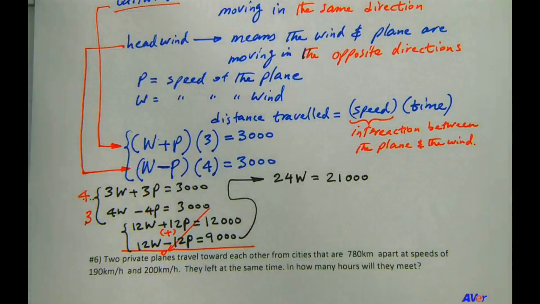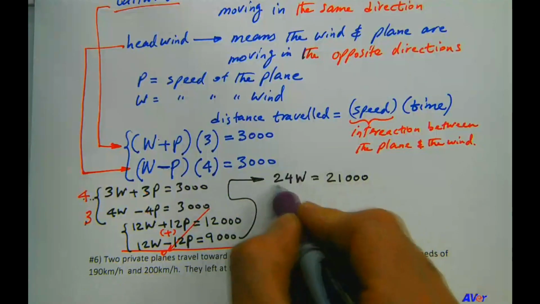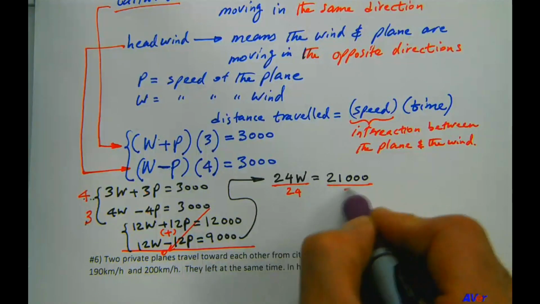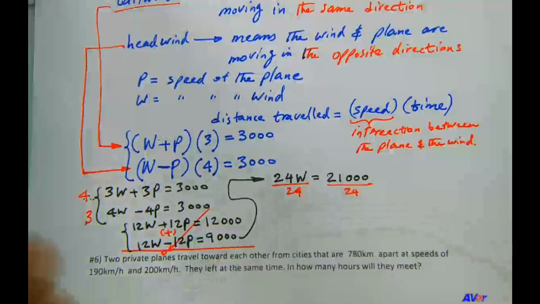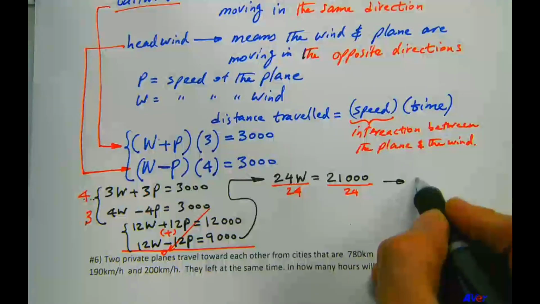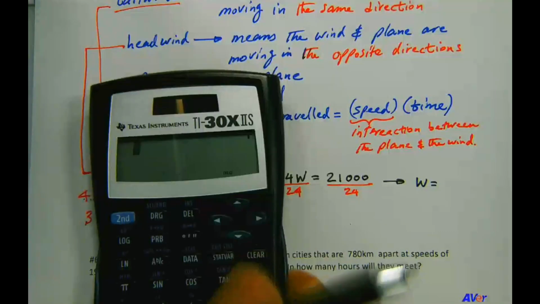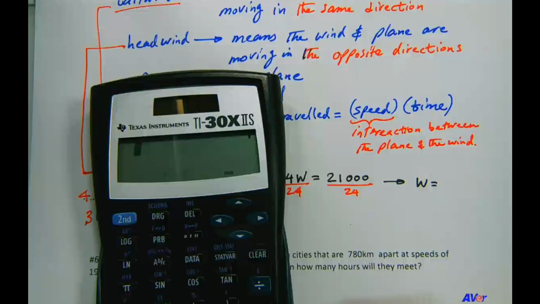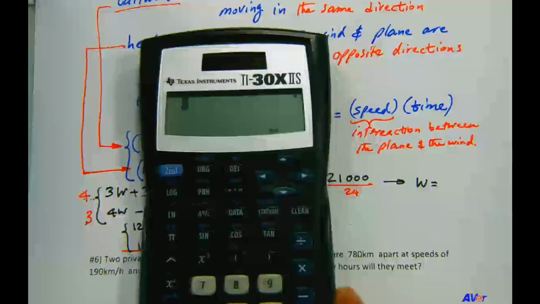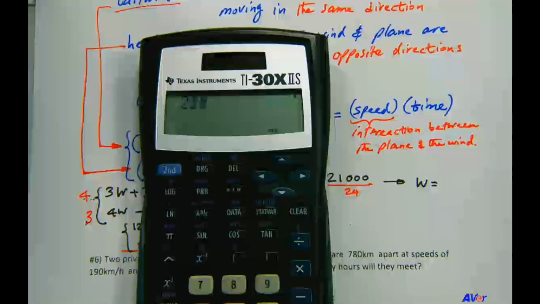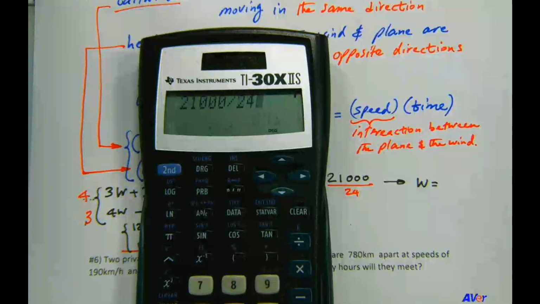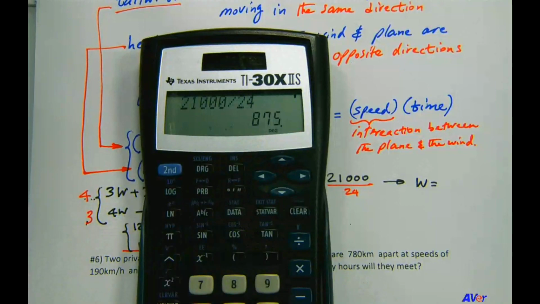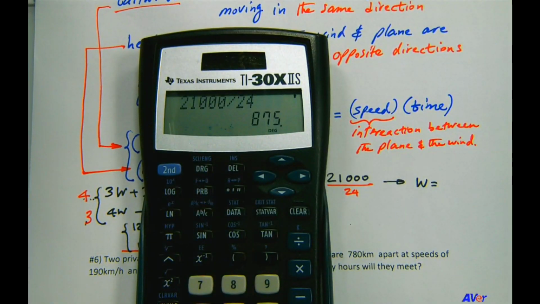Okay, we need to isolate W, right? So W is not isolated because it's got a 24 next to it. So divide both sides by 24 to isolate W. So from this, we've got W equals 21,000 divided by 24, right? Let's see what that number is. We've got 875 miles per hour. Or, no, let's see.